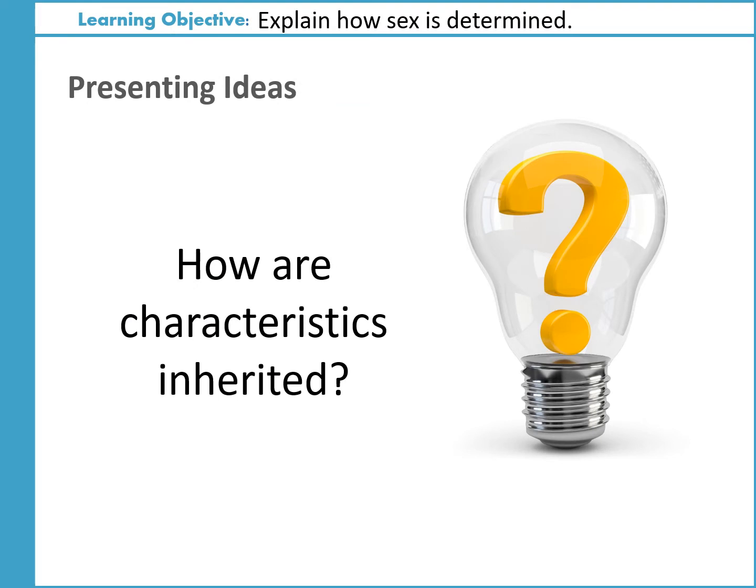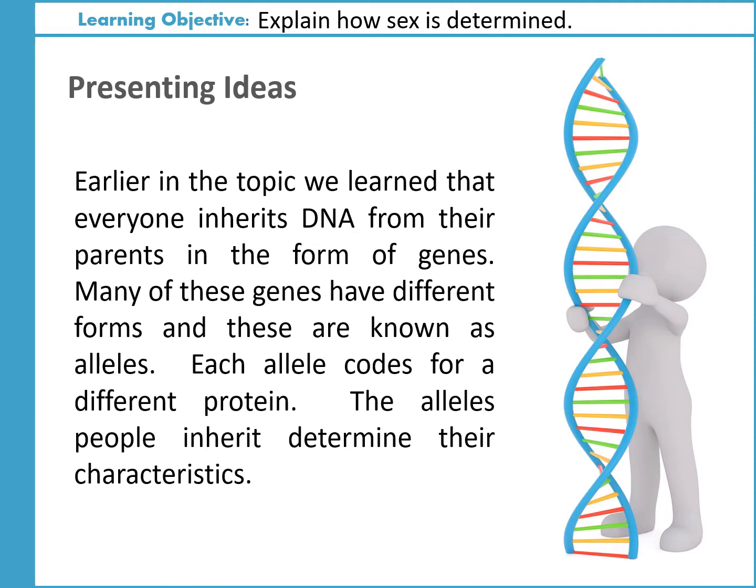Thinking about how we inherit characteristics then. We talked in previous lessons about how we inherit the DNA from our parents through the chromosomes, and that the chromosomes contain the genes. The genes have different forms and they are the alleles. The important thing to remember is that the alleles, which might be different from each parent, will code for a particular protein, and depending on which allele you inherit, that will determine which characteristic you have.